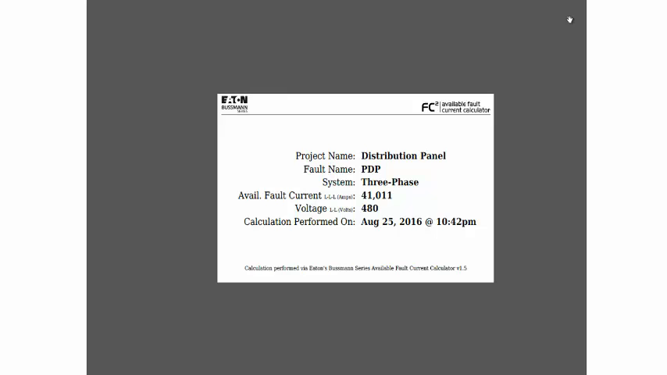And there it is. What you have tells you it came from the FC2 available fault current calculator. This was again our project name. We call it distribution panel. Fault name PDP. It is a 3-phase system. 41,011 amps available fault current at this point. This is again the X2 point. We could have left X2 in there if we wanted to. It is 480 volts line to line. The calculation was performed August 25th at 10:42 p.m. And so this is suitable for printing and inserting on the system.